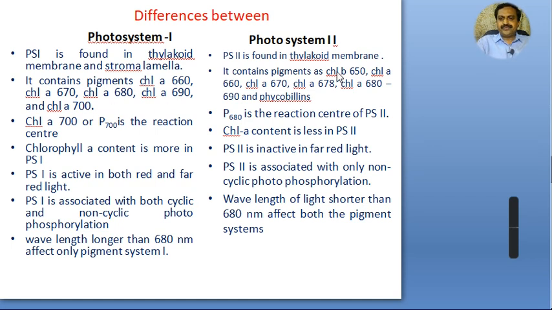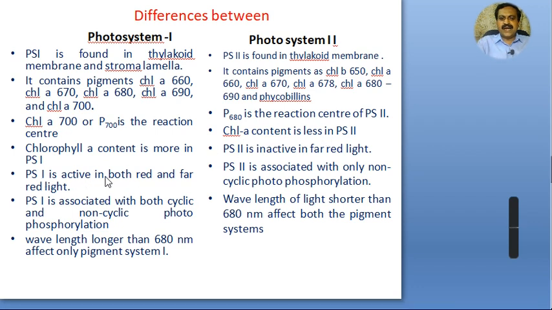Here in photosystem 2, in addition to chlorophyll b, chlorophyll a660, a670, a678, a680, and chlorophyll a690 in addition to phycobilins are found. Chlorophyll a700 is the reaction center in PS1, whereas in PS2, chlorophyll a680 or P680 constitutes the reaction center. Chlorophyll a content is more in PS1, whereas it is less in PS2.